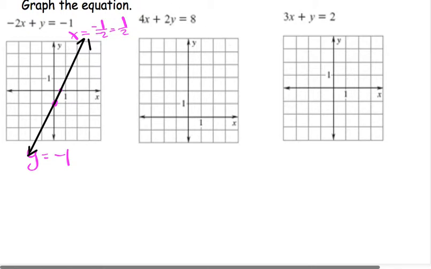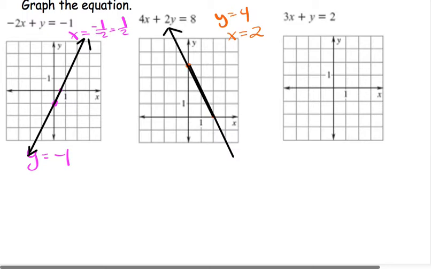On the next one, if I cover up the x, I solve for y by dividing by 2, and I see that y would be 4. I'm going to uncover my x. Now I'm going to cover my y. 4x equals 8, dividing by 4, x is 2. So I just need to plot these on the grid and connect them. So x would be at 2, y would be at 4, and connect your dots. So this is how you graph using your intercepts.